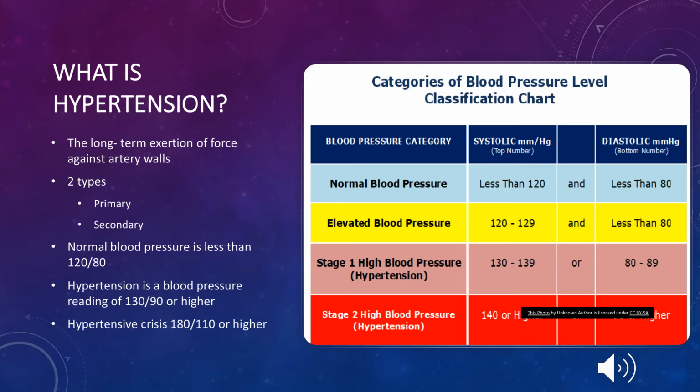Normal blood pressure is less than 120/80. Hypertension is a blood pressure reading of 130/90 or higher. Hypertensive crisis is 180/110 or higher. Pictured to the right is a chart that gives you a visual of what normal, elevated, stage 1 and stage 2 hypertension is.